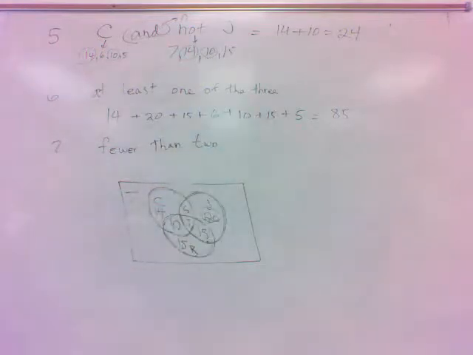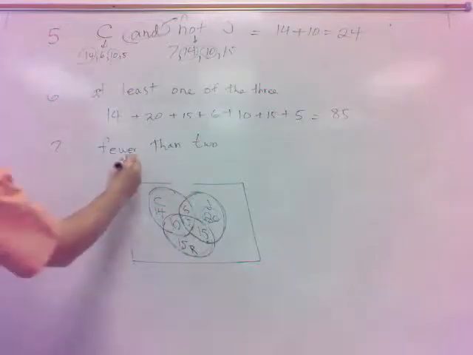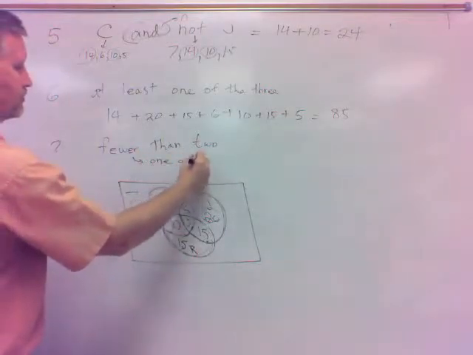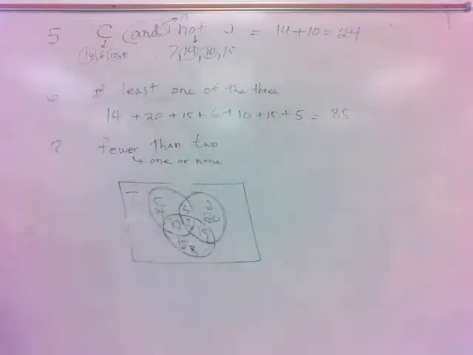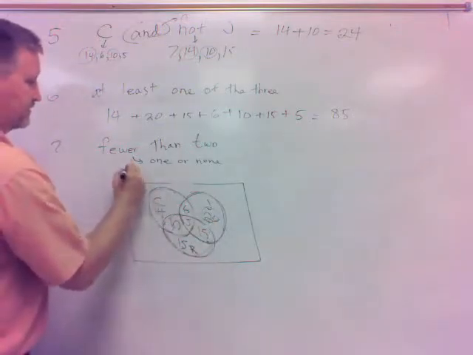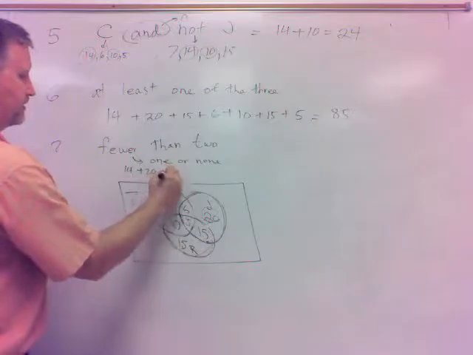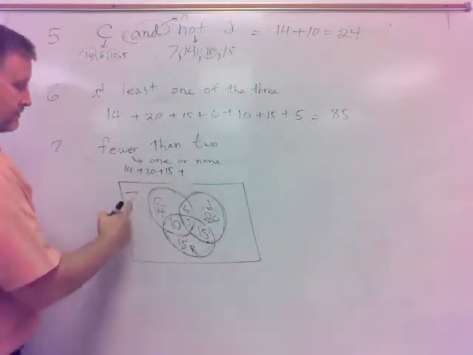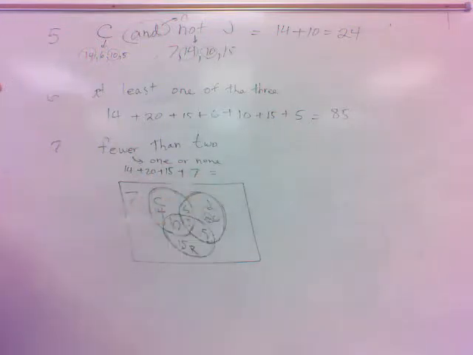Well, if they liked fewer than 2, they could have liked one of them, or they could have liked none of them, right? That's what that means here. One or none of them. How many of them liked 1? Well, that was the 14, the 20, and the 15. How many liked none of them? That was the 7, right? So I'm getting 14, 20, 15, and 7. Is that okay? 34, 49, 56.